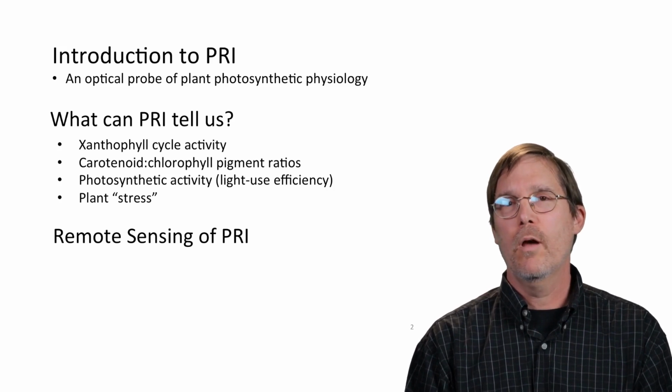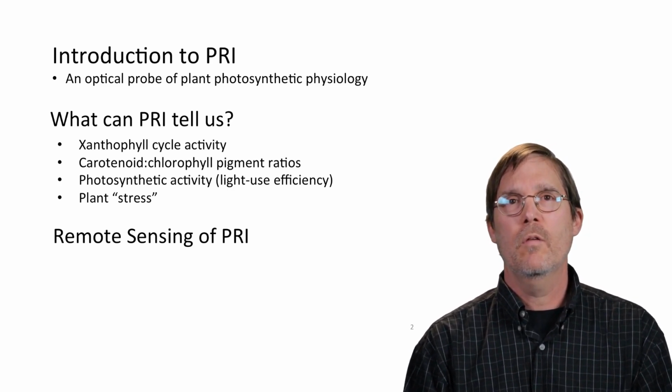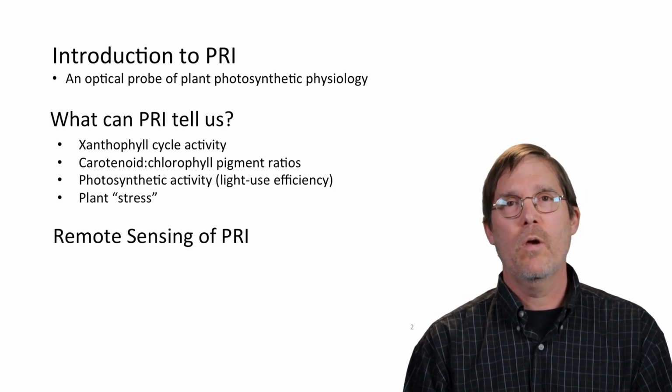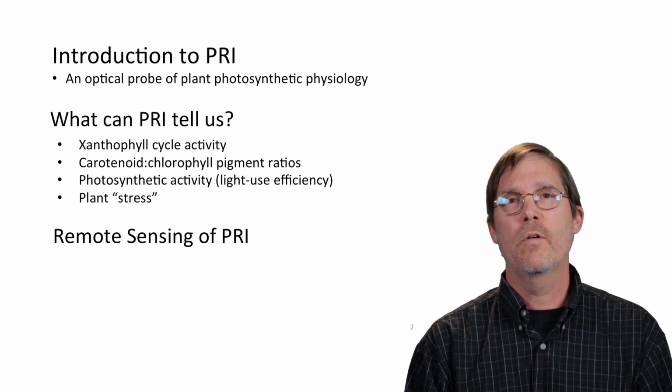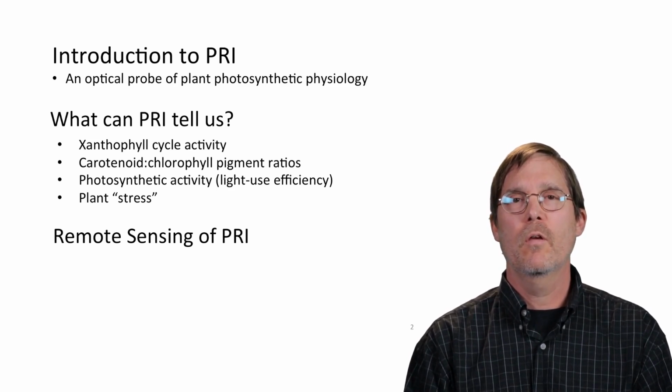The talk today will start with an introduction to the Photochemical Reflectance Index, and it will cover what PRI can tell us. It can tell us about the xanthophyll cycle. It can tell us about relative amounts of carotenoid and chlorophyll pigments, and it can tell us about photosynthetic activity and plant stress under a variety of conditions. I'll give examples of those, and I want to end with the theme of remote sensing of PRI.